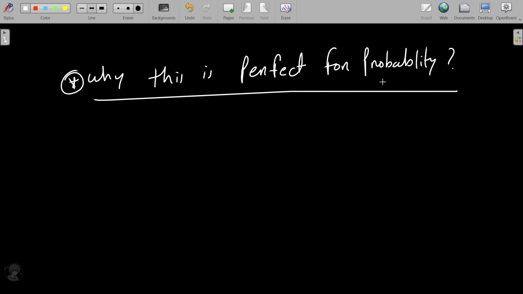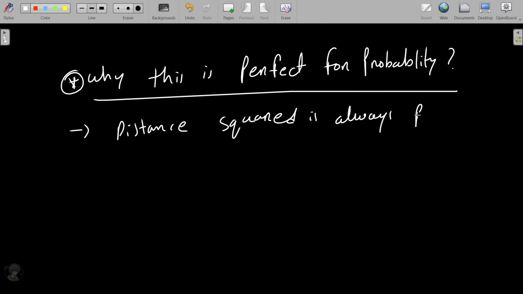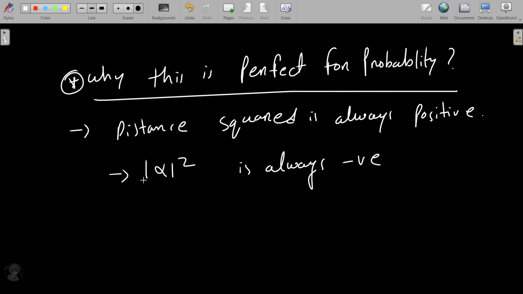Distance squared is always positive. That means alpha square, or modulus alpha square, is always positive. Always positive. So it works as probability, because it is always positive. That is why quantum probability is defined as magnitude square.